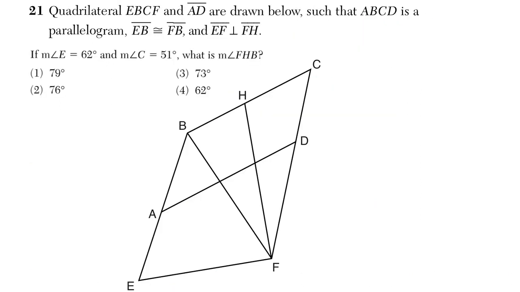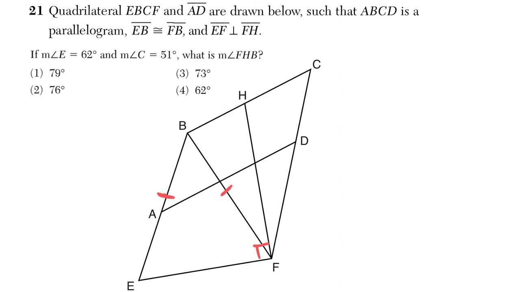Question number 21. Quadrilateral EBCF and segment AD are drawn below such that ABCD is a parallelogram, and that EB is congruent to FB, and that EF and FH are perpendicular. Amazing. So I'm actually going to mark that up right now. So I know that this forms a 90-degree angle, and I can see that EB is congruent to FB.